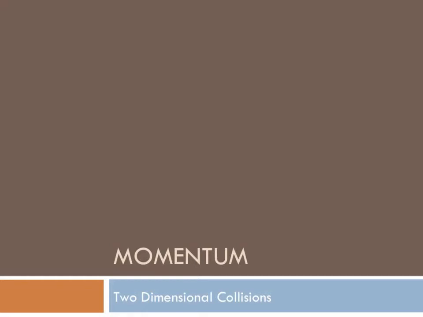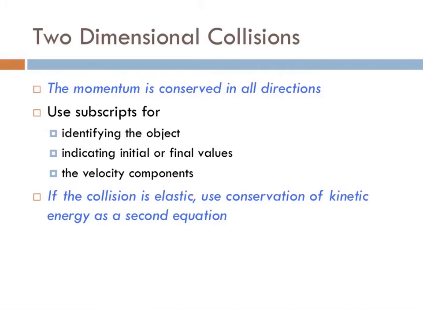This video covers momentum, two-dimensional collisions. Remember in the last video, one of the things we talked about is that momentum is conserved in all directions. So remember that if a collision is elastic, you want to use the conservation of kinetic energy as a second equation. For these problems, it's going to be very important that you use a lot of subscripts to identify all the objects and indicate initial and final velocities.